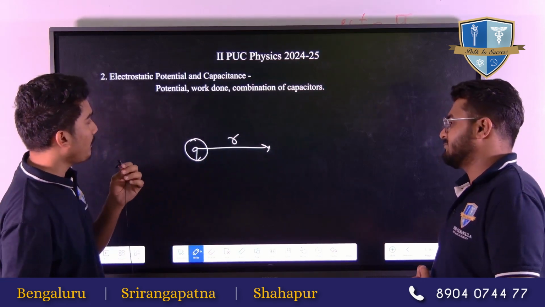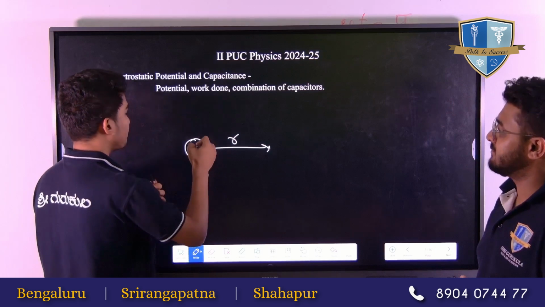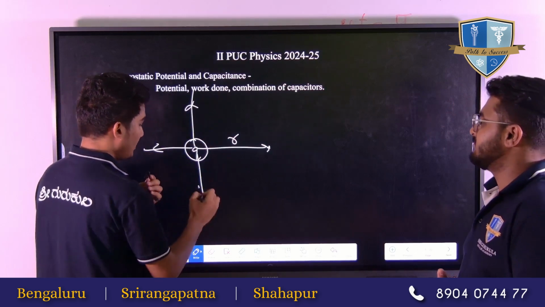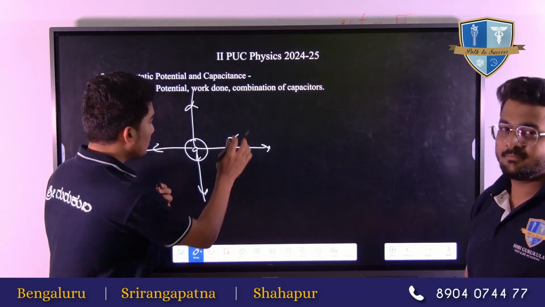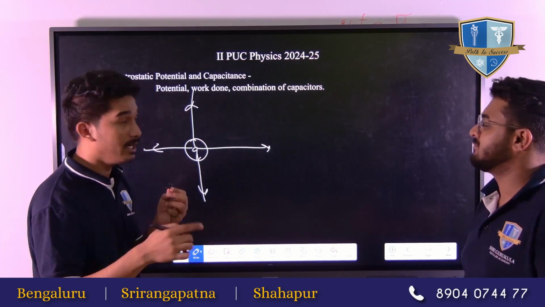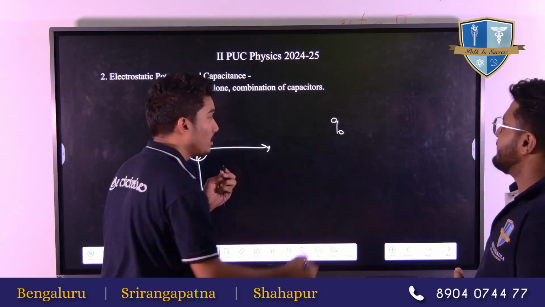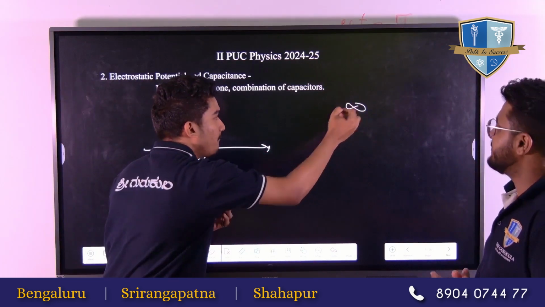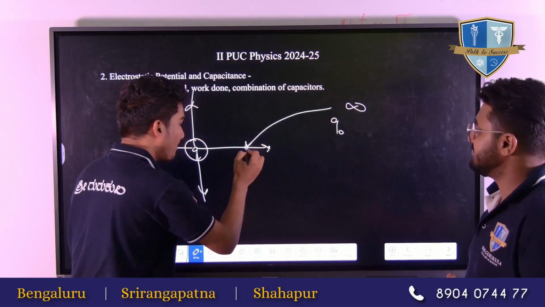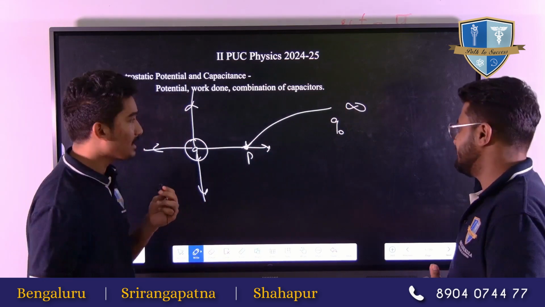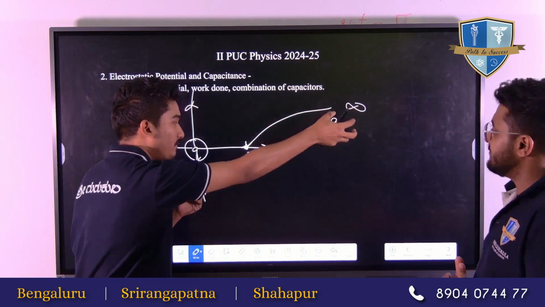Another kind of question they may ask: if there is a charge in free space, there will be an electric field around this charge, correct? So they may ask what will be the work done in bringing another charge Q naught from infinity into this electric field at some point P.